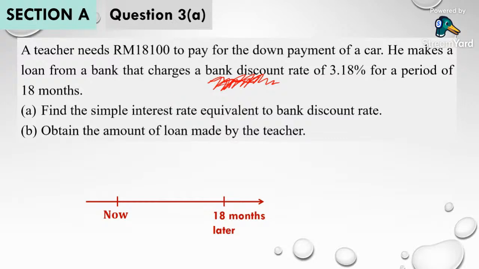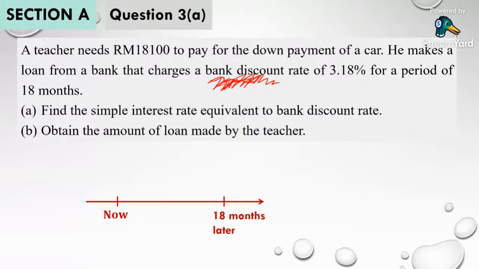Whenever it comes to bank discount, you should always be alert that you need to know very well how much you ask for, how much is asked for in this loan, and the actual amount received will be different. You need to determine carefully which one is which in the case of discount. And we have a discount rate of 3.18% for a period of 18 months. A, find the simple interest equivalent to the bank discount rate. B, obtain the amount of loan made by the teacher.